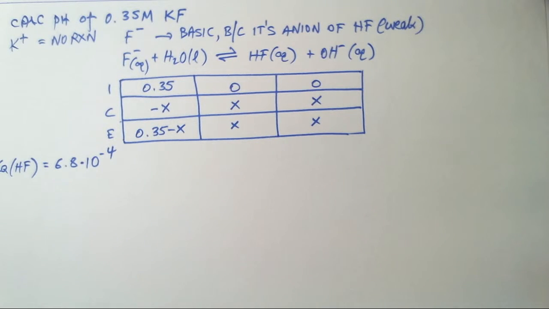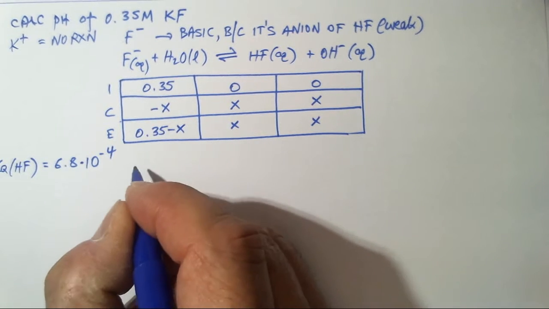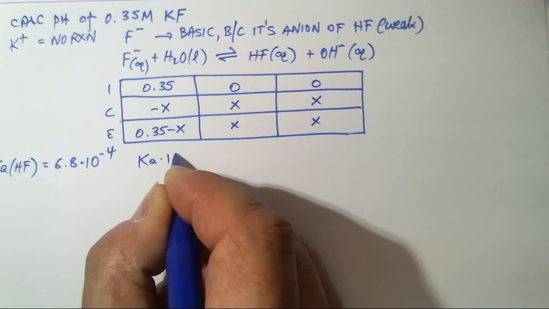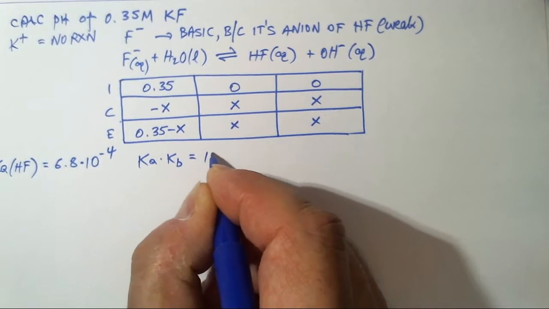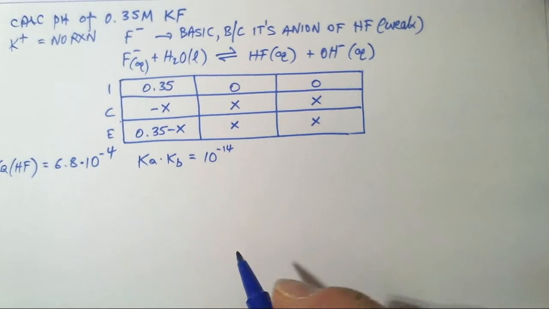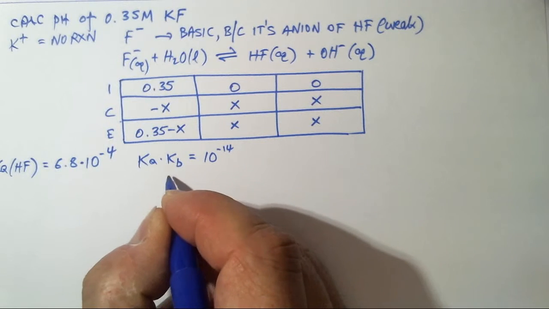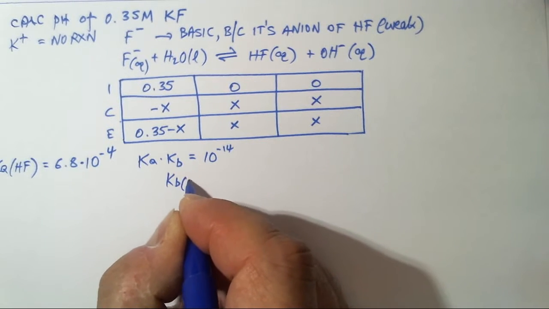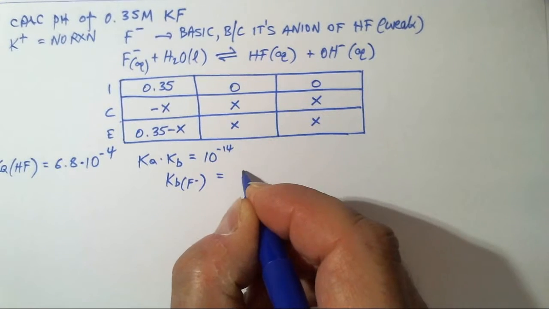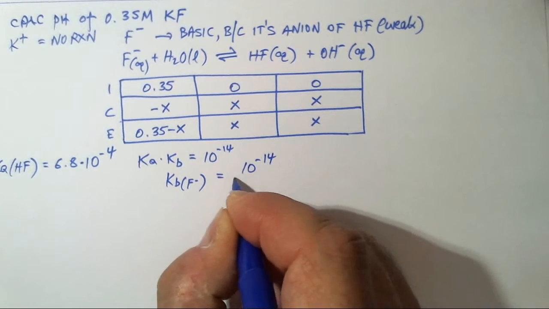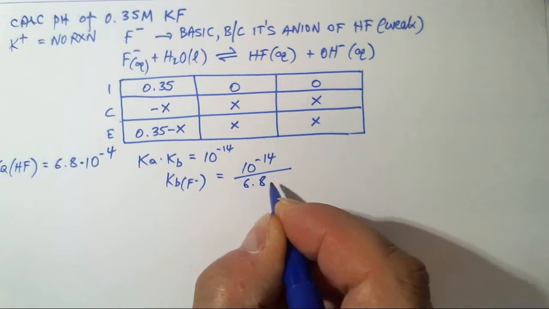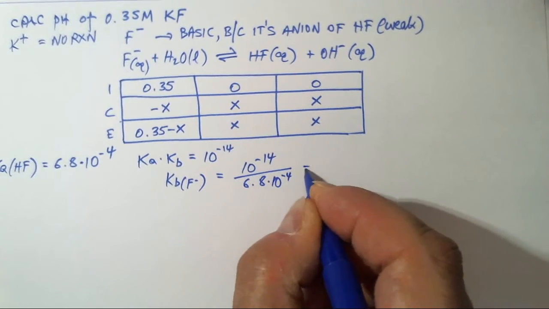There's a relationship between Ka and Kb. In other words, the acid dissociation constant of an acid and the base dissociation constant of its conjugate base. So Ka times Kb is equal to 10 to the negative 14. So in this case, we can work out that Kb for the fluoride ion is going to equal 10 to the negative 14 divided by 6.8 times 10 to the negative 4.